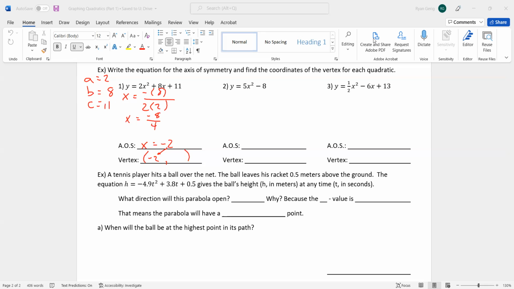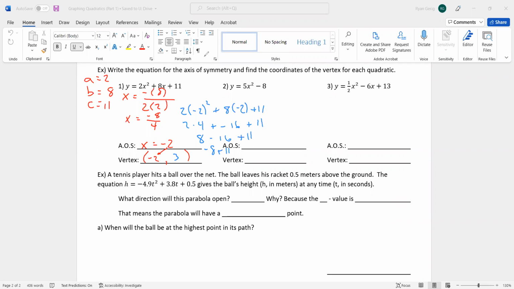So I'm going to switch colors here. So 2 times negative 2 squared plus 8 times negative 2, plus 11. Negative 2 squared is 4. 8 times negative 2 is negative 16. 2 times 4 is 8. Minus 16 or plus negative 16 mean the same thing. 8 minus 16 is negative 8. Negative 8 plus 11 is 3. So the vertex is at negative 2, 3.